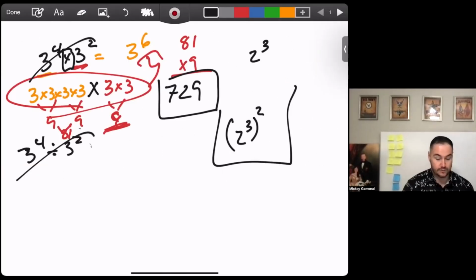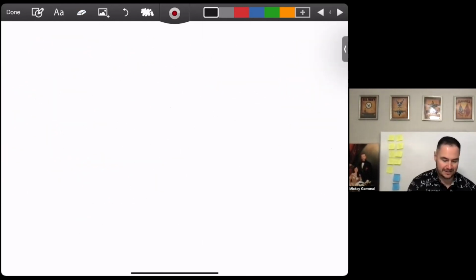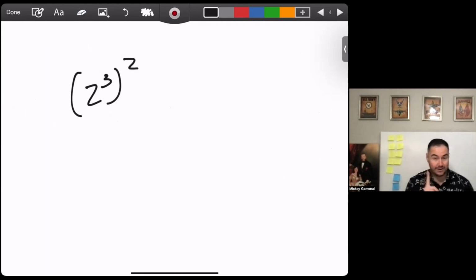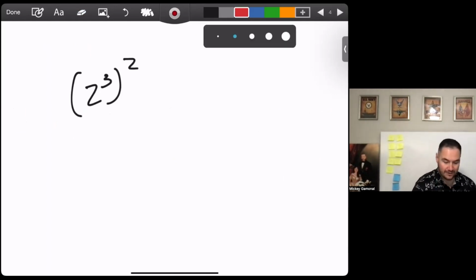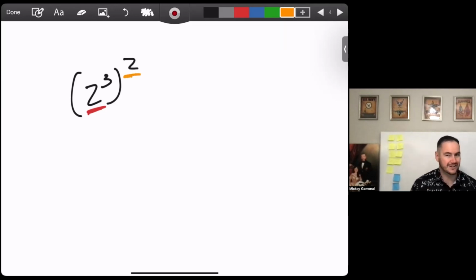And the last one, ooh, crazy one. 2 to the 3rd to the 2nd power. You guys are going to love this. So 2 to the 3rd, we'll do that one in red, and then we'll figure out what to do with this yellow one. But it's not that crazy. It's not that complicated. What you end up doing is multiplying. 3 times 2, you get 2 to the 6th. But let me prove it.